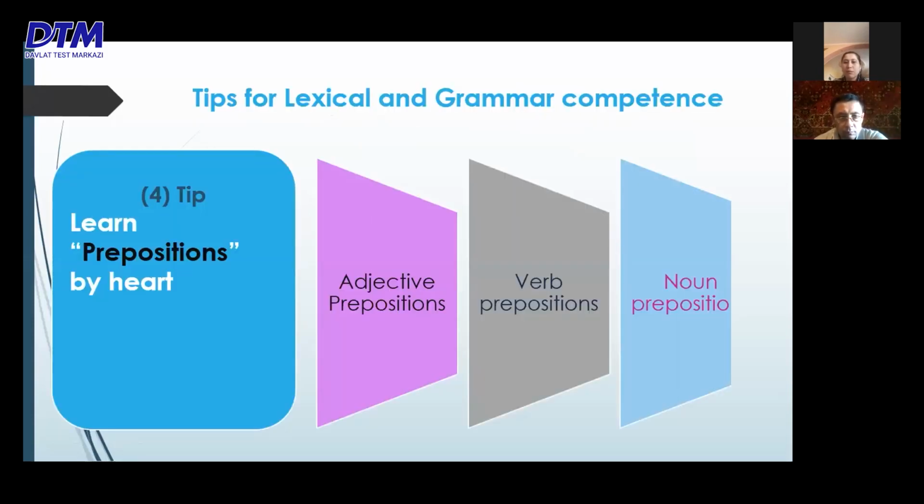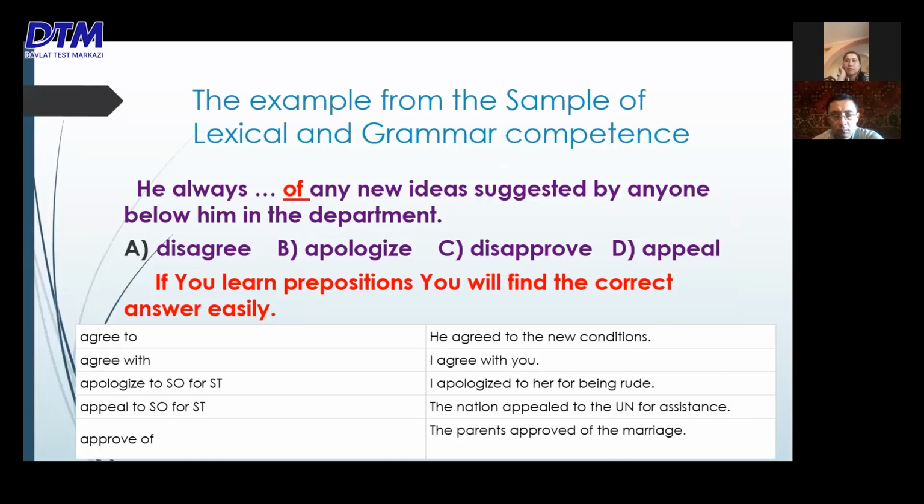Our next tip is learn prepositions by heart. We have mainly 3 types of prepositions which are very common: adjective prepositions, verb prepositions, and noun prepositions. Okay, so let's look at the example. So he always of any new ideas suggested by... just a minute.